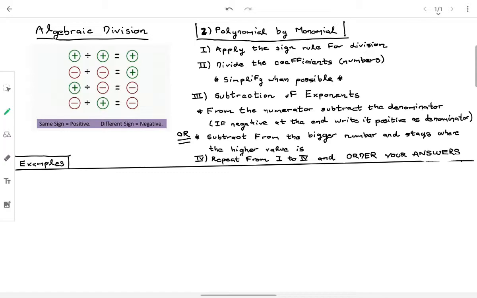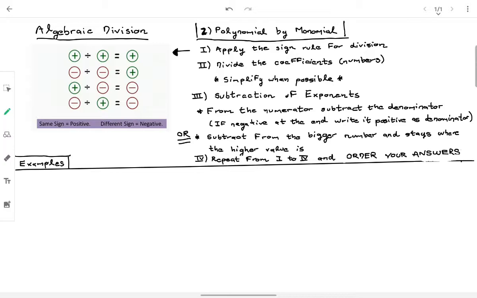In this case, step number 1 is the same: apply the sign rule for division. Remember, the sign rule tells us that if we have the same sign, it's going to be a positive answer. If we have different signs, it's going to be a negative answer. The second step is that we will need to divide the coefficients or numbers.